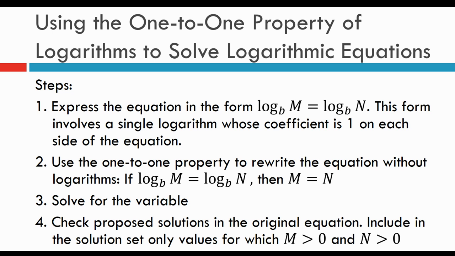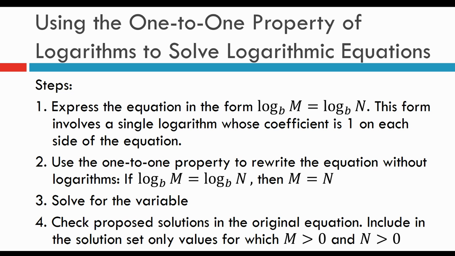All right, let's talk about another type of equation. It says using the one-to-one property of logarithms to solve logarithmic equations. So express the equation in the form log base b of m equals log base b of n. So if we have two logs and no other numbers that were not connected to it. So it's a log on one side, it's a log on the other, they're isolated by themselves.